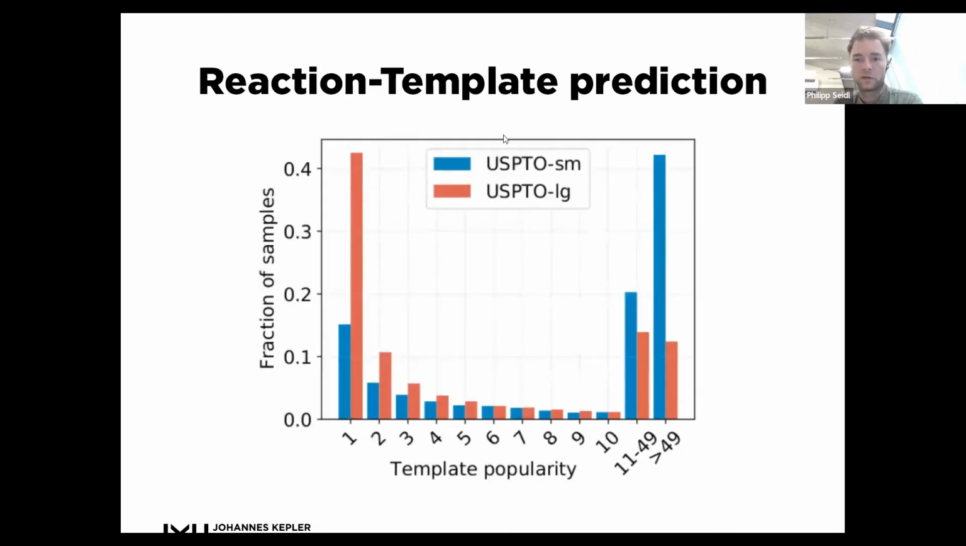So if we look here, those are two data sets, USPTO small and USPTO large. What you see on the bottom is the template popularity. So how many samples we have for this template. And you can see for USPTO large, for 42% of the samples, we actually just have one sample for the classes, for the corresponding templates. So most of them are in this few-shot setting regime. And I will later talk about approaches on how to handle this and what has been done in the literature.